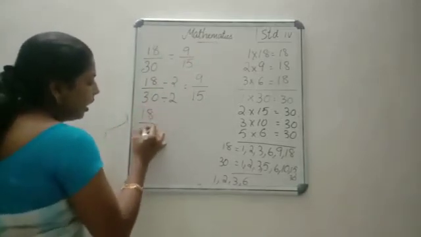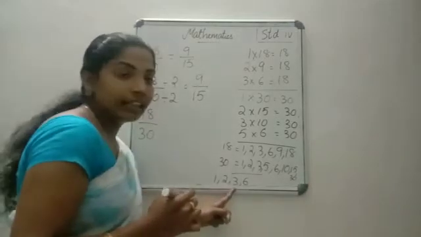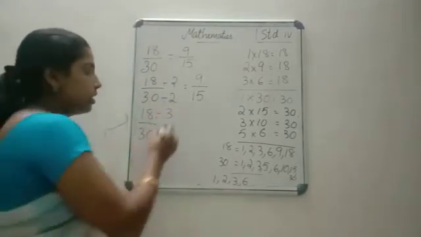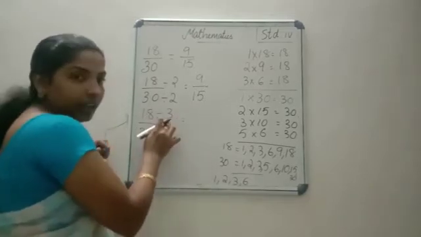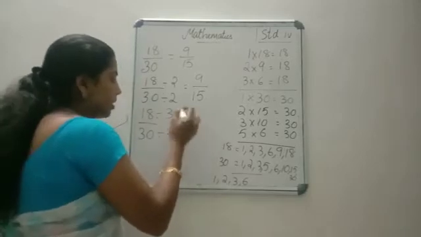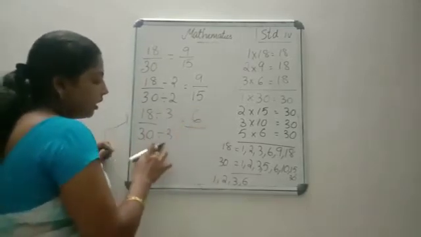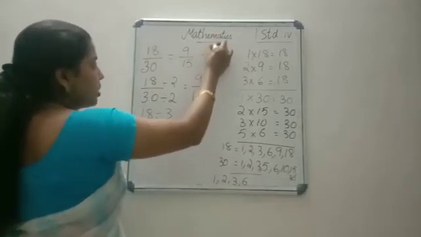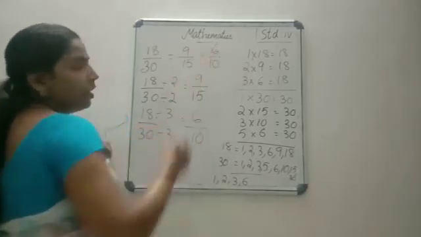Then again 18 by 30. Next number is 3. We have to divide the numerator and denominator with 3. So 18 divided by 3. 3 sixes are 18. So 6. 30 divided by 3 is 10. So the next equivalent fraction is 6 by 10.